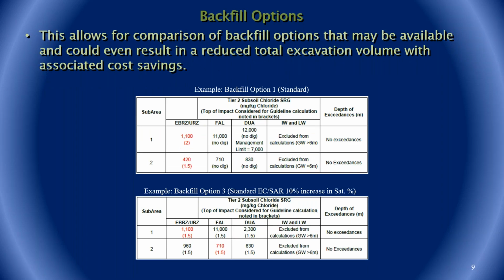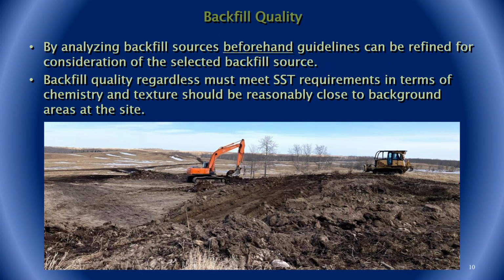This allows for comparison of backfill options that may be available and could even result in reduced total excavation volume with associated cost savings. For example, for this site, backfill option 3, where there's a 10% increase in SAP percentage and EC and SAR are equivalent to the average values from 1 to 1.5. As seen on the bottom table, the required excavation would be 0.5 meter shallower than backfill option 1. By analyzing backfill sources beforehand, guidelines can be refined for consideration of the selected backfill source.